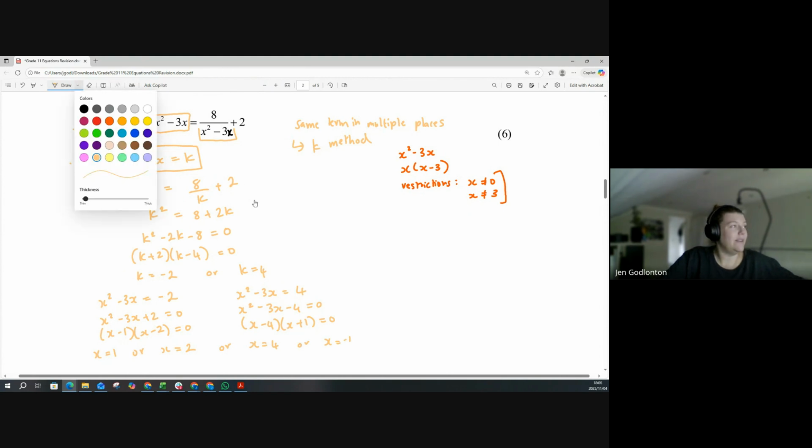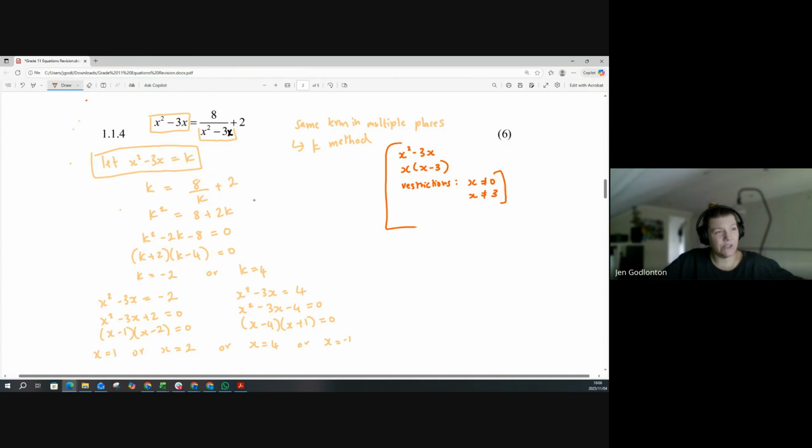And then we have a look over here at what our restrictions are. None of them are 0 or 3. 1, 2, 4, negative 1. So we're good.